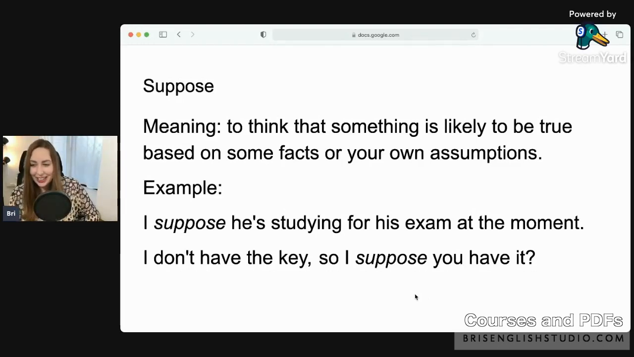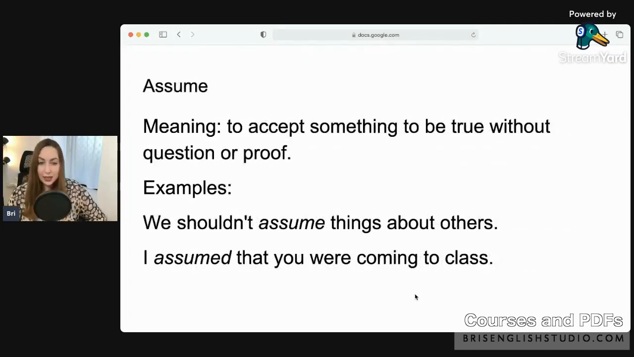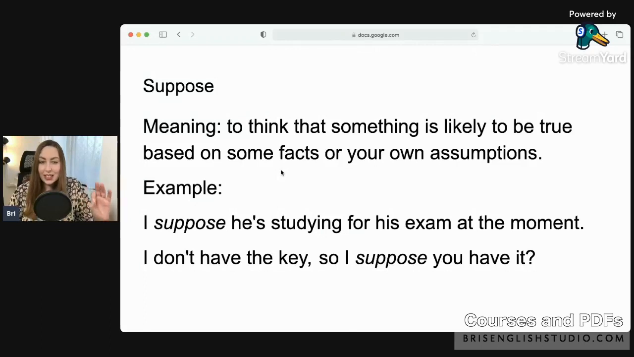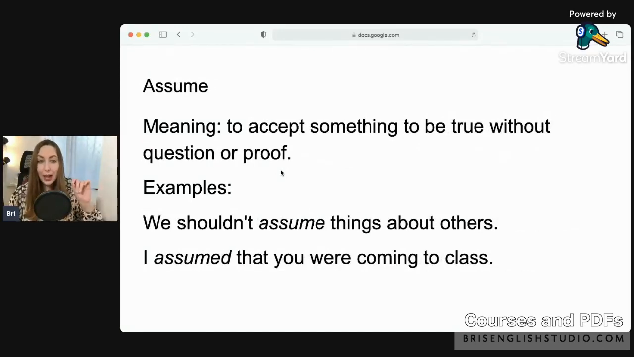All right, very good. Let's go to the next. Assume. To assume is to accept something to be true without question or proof. If we look at the difference between suppose and assume, with suppose there is some doubt. You are doubting something, but you think it's true. Very similar to the English guess. I guess something. I suppose something. Assume means you accept something to be true without question or proof. So they're a little bit different. Can you see the difference?